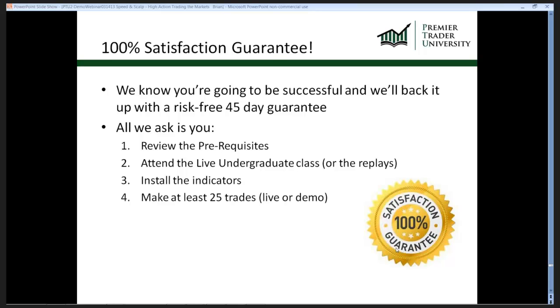It's our belief that if you go through this process, you're going to see the value of the methods that we teach you inside the PTU, and you're not going to want to return it. You're going to see how this can be a skill set that you can learn and extract profit out of the markets. We have this guarantee, and we know that if you go through the steps listed here, you are most likely going to keep what you learn because it's going to be valuable to you.